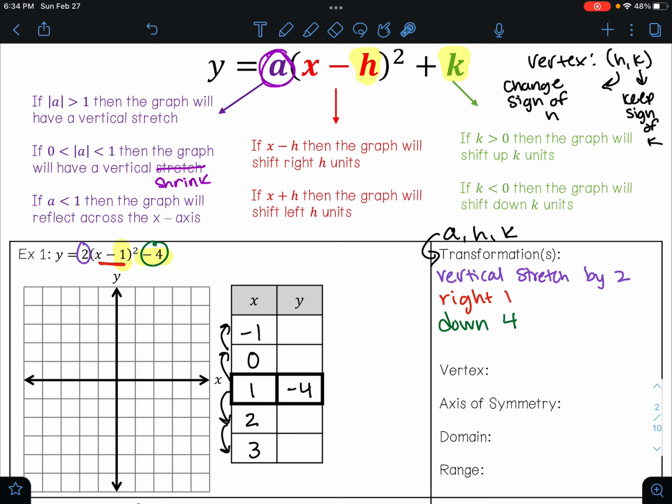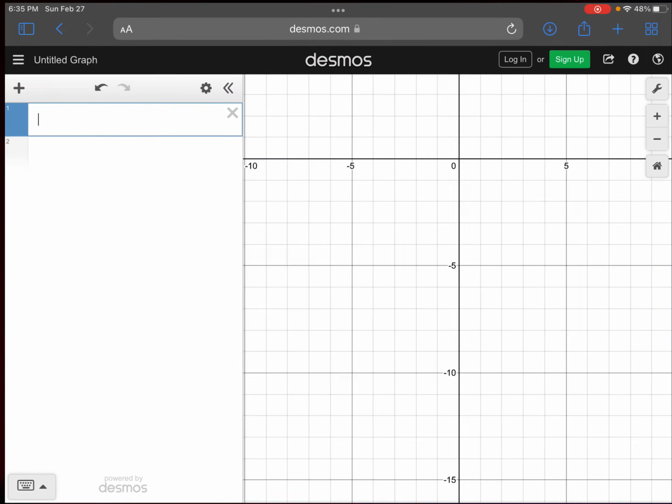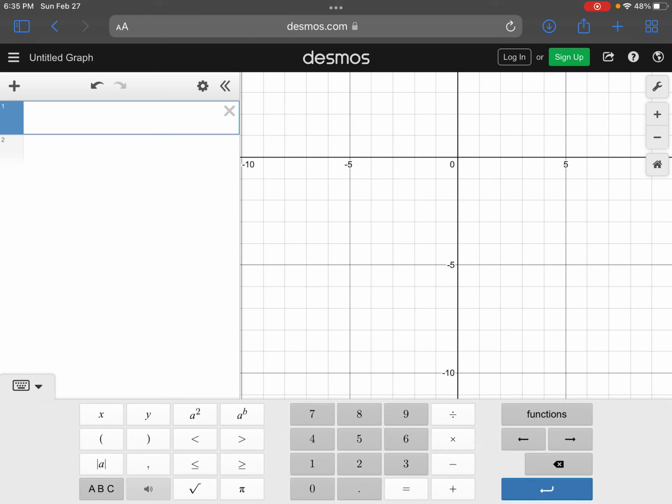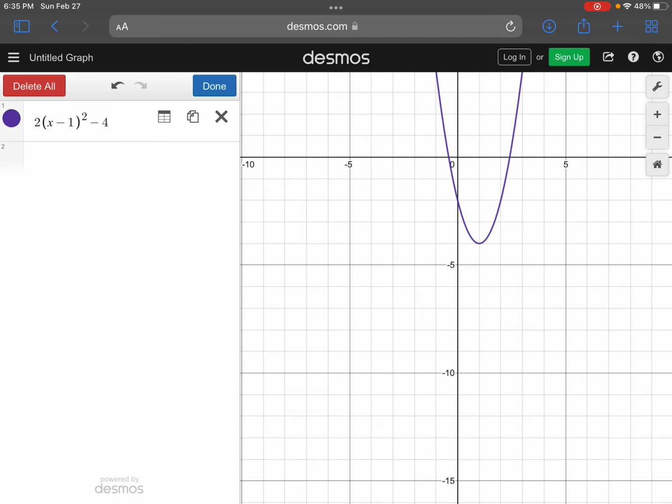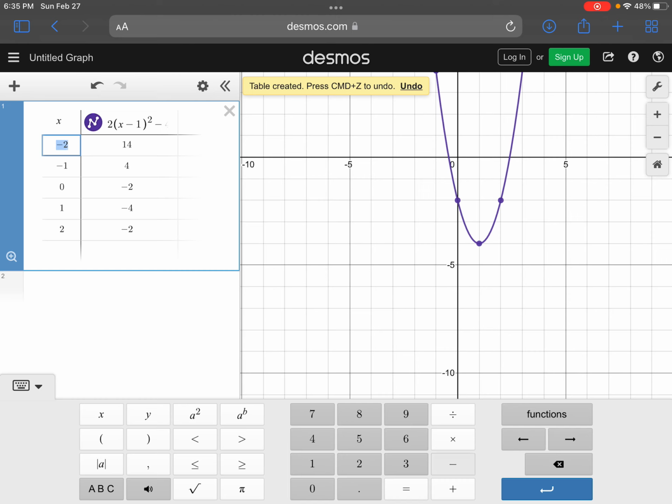So now we can type this equation into Desmos and find our corresponding y values. That's what I'm going to do right now. In Desmos, I'm going to type in our equation, which is 2 times parentheses x minus 1, close parentheses, squared, minus 4. Then I'm going to hit the settings gear and click on table. I'm going to change these x values to be the same x values that we wrote down in our notes, with (1, negative 4) in the middle of our table.